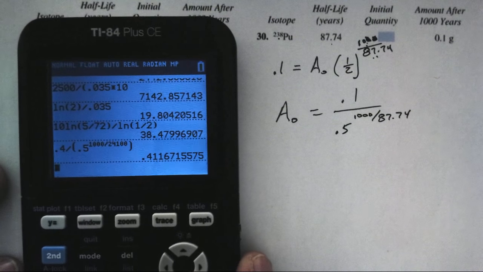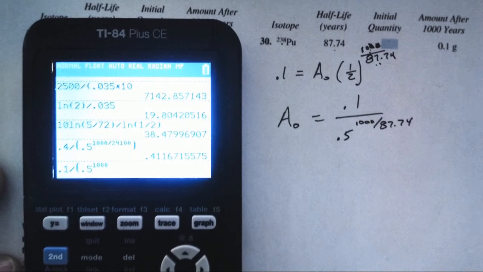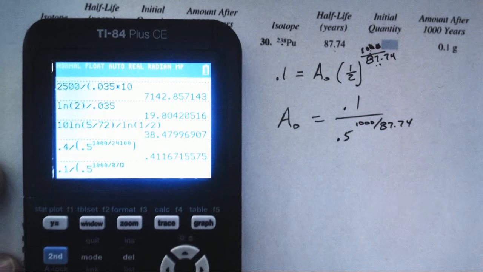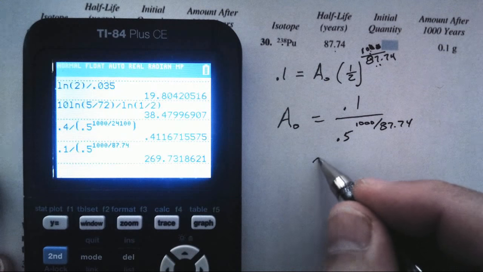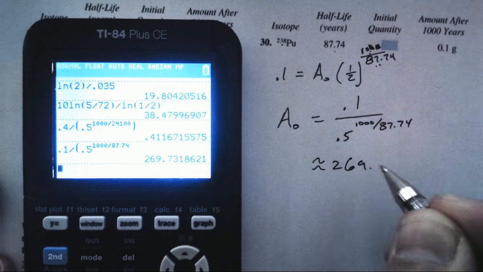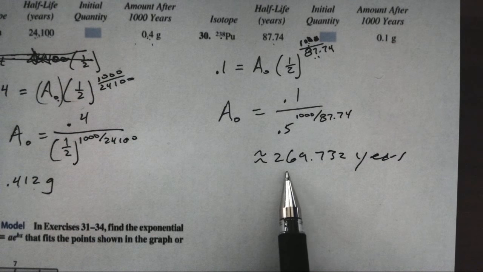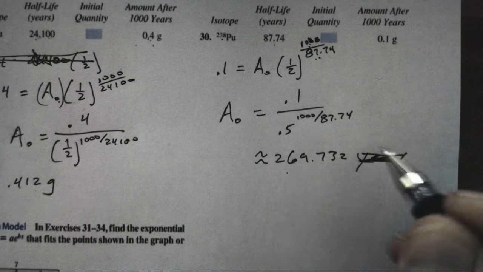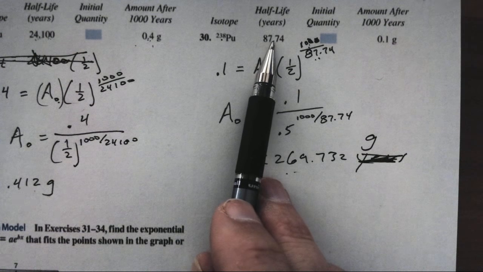Let's do it this way. So I get 0.1 divided by all of 0.5, 1/2 raised to the 1,000 divided by 87.74. And we get approximately 269.732 years. And let's see, does that make sense? Oh, that's not years. That's grams. Okay, well, 87. Yeah, we need to have quite a few here.